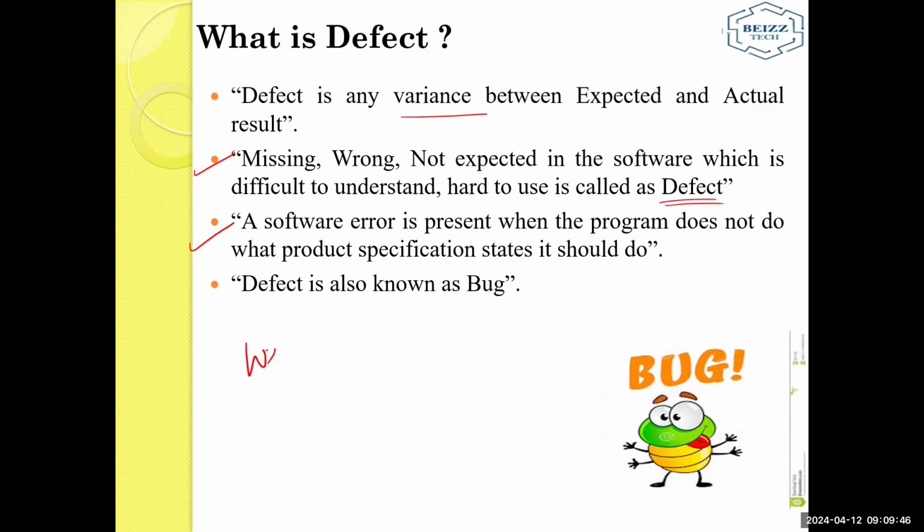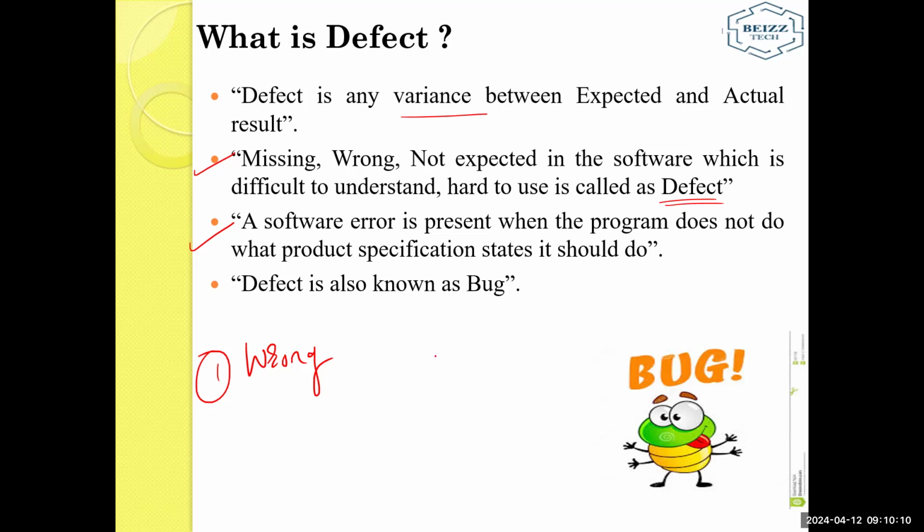Anything wrong. Wrong defect means any problem related to functionality. That's called a wrong defect. Suppose I'm expecting that there should be a registration page, and inside the registration page, for username, there should be three different options available. I mean, the user needs to enter first name, middle name, and the last name.